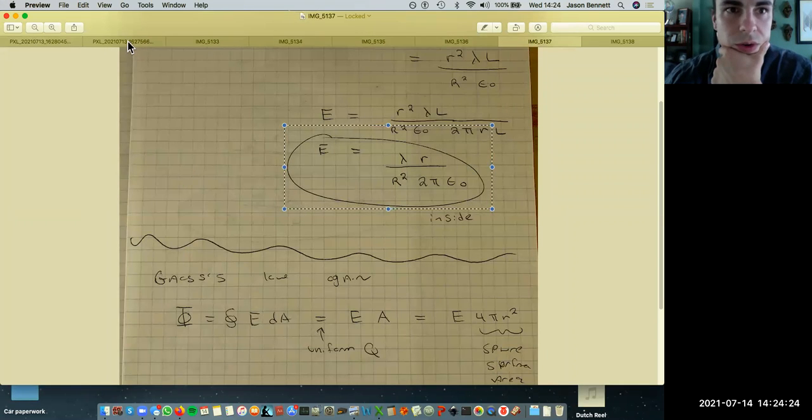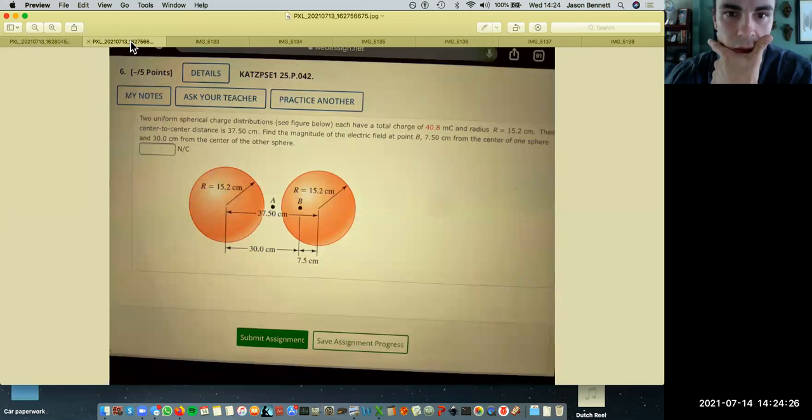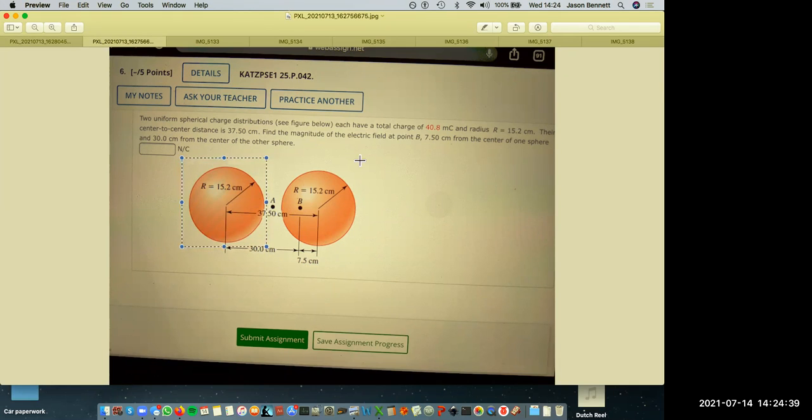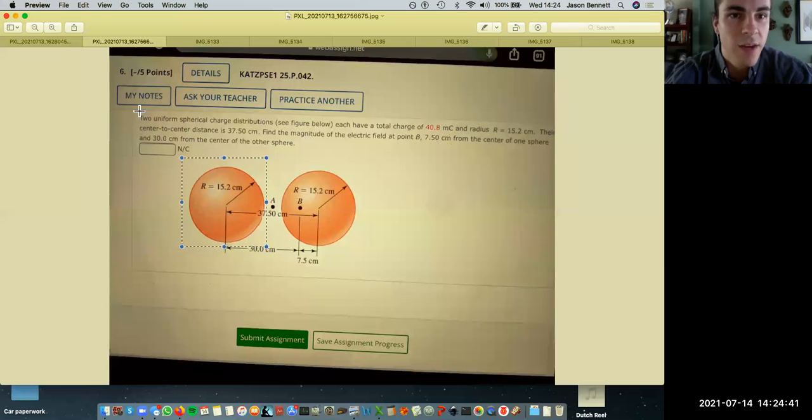Okay, so for the second one, I haven't finished it, but I know how to do it, and I think it's just more Gauss's law because of the symmetry of a sphere. So spheres, circles, cylinders, always Gauss's law. And again, we see that there is a uniform charge. So first, we see that we are asked about point B.